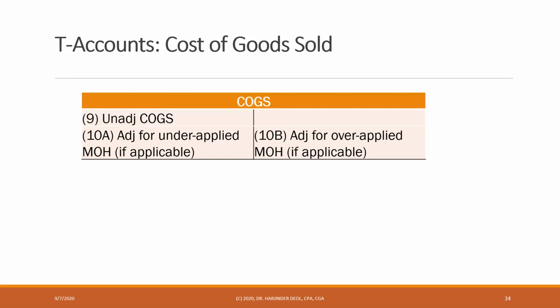Keep in mind that in the case of over-applied manufacturing overhead, the adjustment is made to work in process, finished goods, and cost of goods sold. Regardless, after the adjustment, we get the adjusted cost of goods sold.